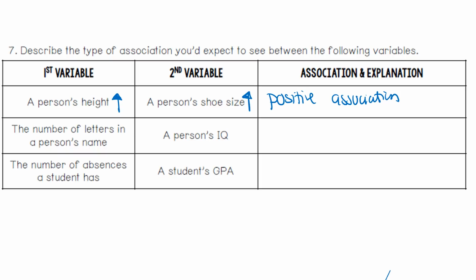For the second one, we have the number of letters in a person's name. So that would be the more letters in the person's name, the higher the IQ. Now, these two don't go together. It does not matter how many letters are in your name, whether your first name has 4 letters or 12 letters. That does not decide your IQ. IQ is intelligence. The letters in your name do not determine how smart you are. That would be no association.